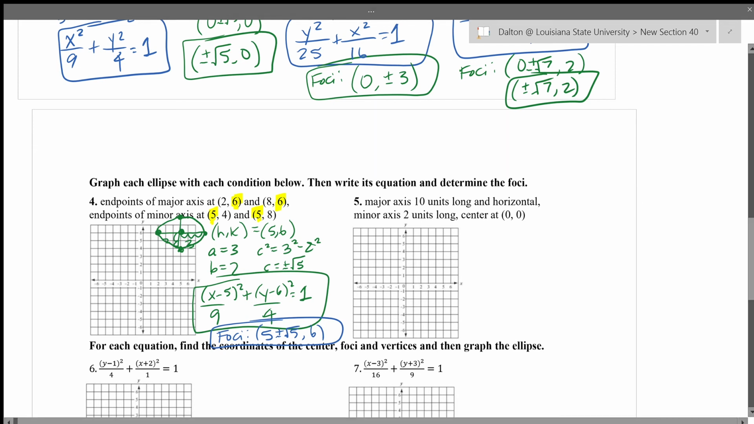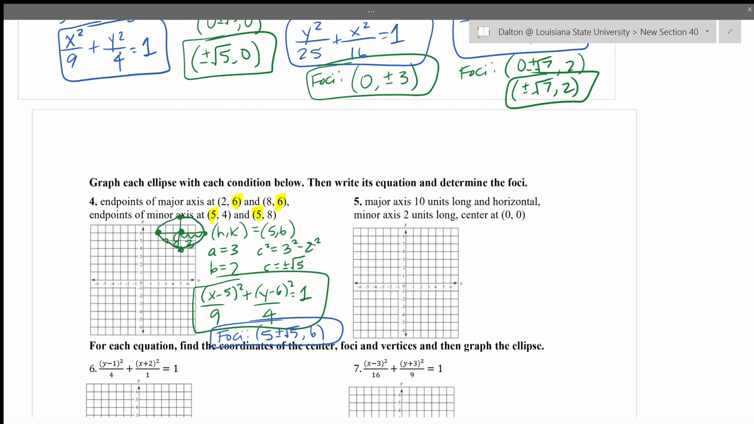Okay, if I've lost you so far, tune back into this next one because this is where a lot of people make very careless mistakes. Number 5 is worded a little bit differently. It says the major axis is 10 units long and horizontal. The minor axis is 2 units long, and the center point's at 0, 0. So the easiest part about this question is that the center point is at 0, 0. So we're going to start there.